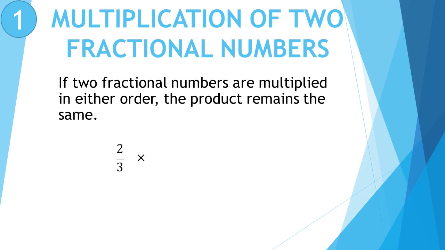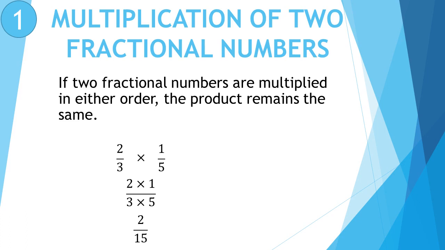What is 2 upon 3 multiply 1 upon 5? In order to multiply two fractional numbers, we multiply the numerators and the denominators separately. So write down 2 multiply 1 upon 3 multiply by 5. Do the multiplication. 2 1s are 2 and 3 5s are 15. So the fraction is 2 upon 15.